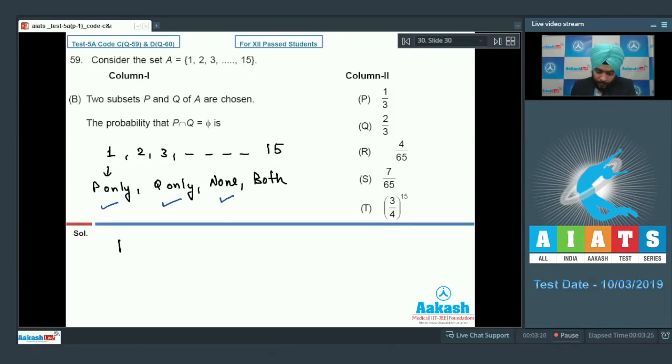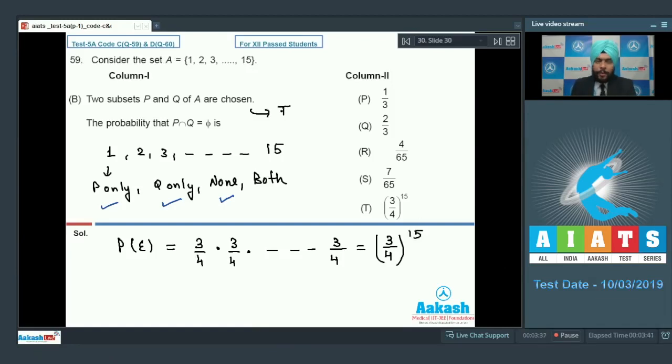That is why the probability of required event E, that P intersection Q is empty, it is 3 by 4 into 3 by 4 into 3 by 4. How many times? 15 times. So that is 3 by 4 raised to the power 15. Obviously, option number T matches. Let us move on to C part.